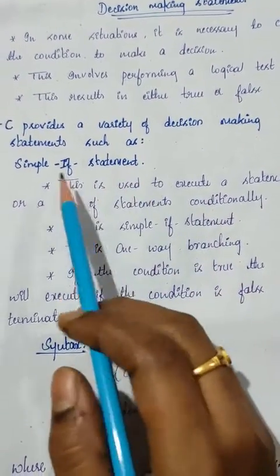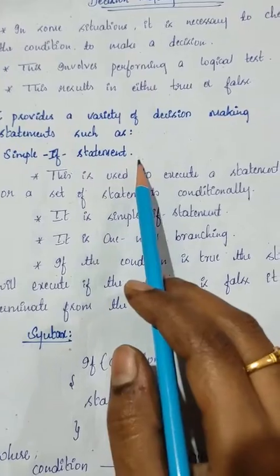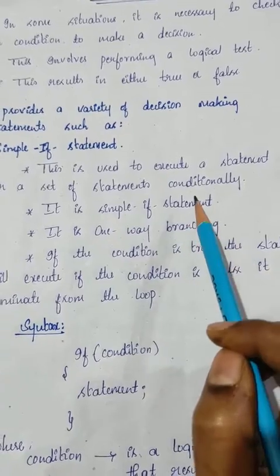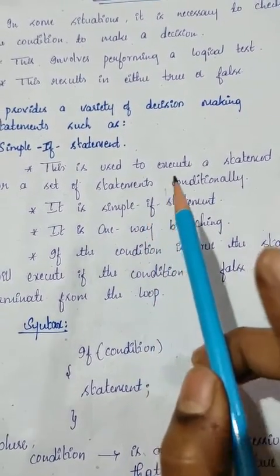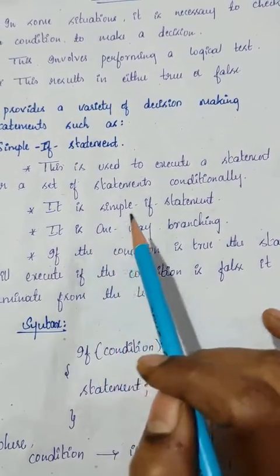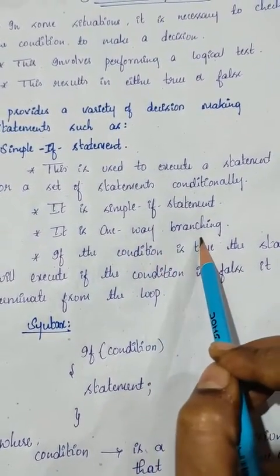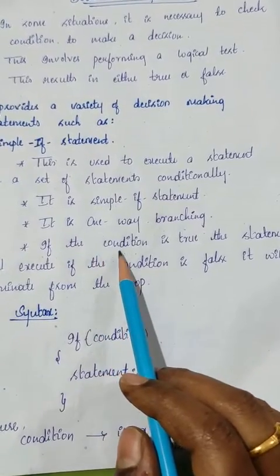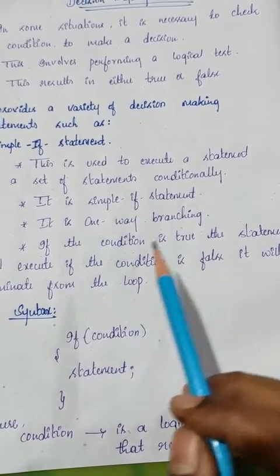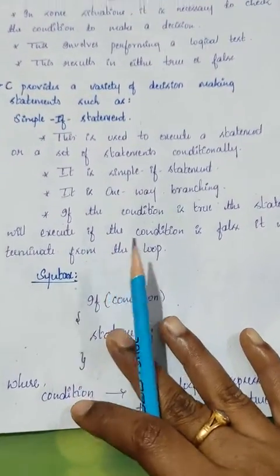First, we'll discuss the simple if statement. The simple if statement is used to execute a set of statements conditionally. It is like a one-way traffic: you can enter, and if not, you return back again. So it is also called one-way branching. It will check the condition, and if the condition is true, that if statement will be executed. If it is false, it will be terminated from the loop.